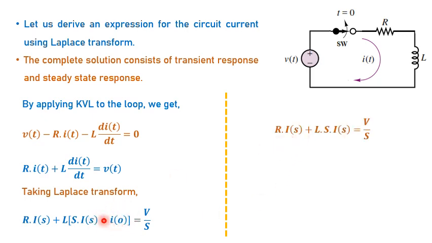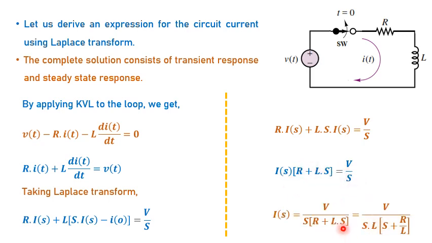So this term will disappear, and you take I of s common and bring this R plus Ls to the right hand side and make the denominator into s plus a format so that inverse Laplace is possible. Therefore, take the coefficient of s to the outside, and we can take L to the numerator. So it is (V by L) by s into (s plus R by L).